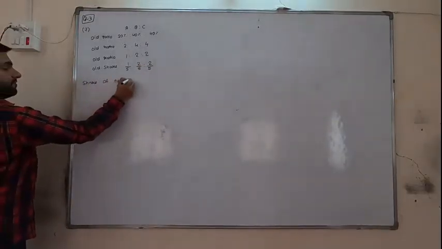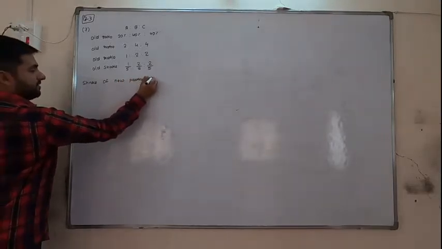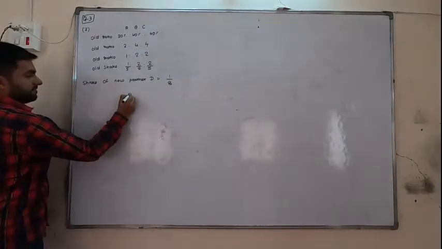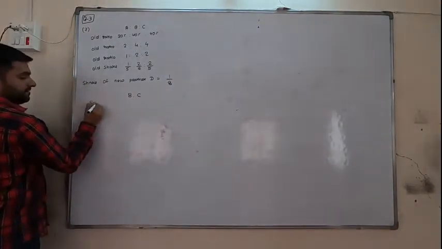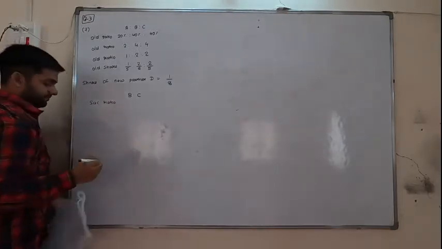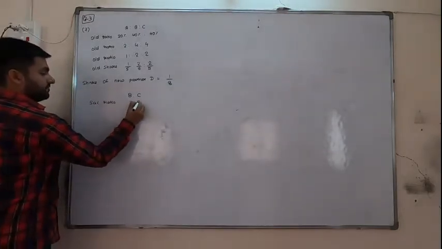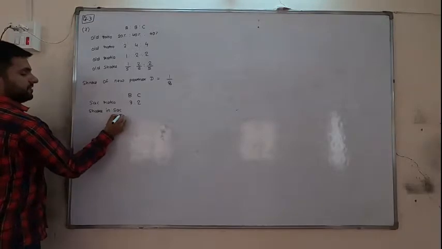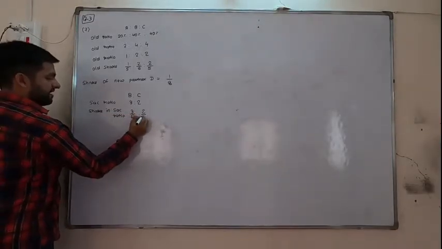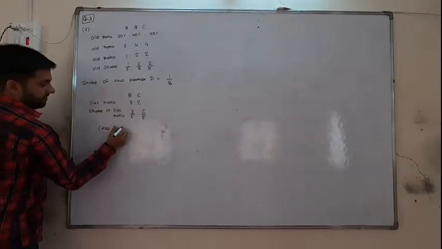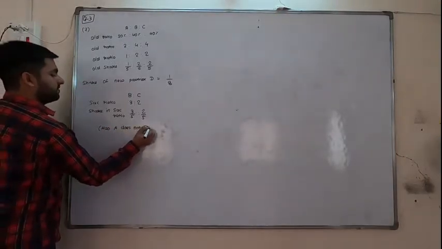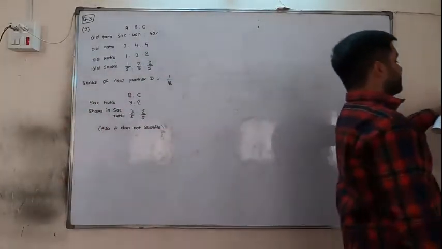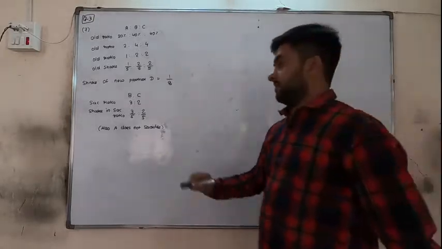Share of new partner D is 1 by 8. Now B is to C sacrifice ratio is 3 is to 2. So share in sacrifice ratio will be 3 by 5, 2 by 5, and A does not sacrifice, because nothing is given about A, so A is not sacrificing. Yes.